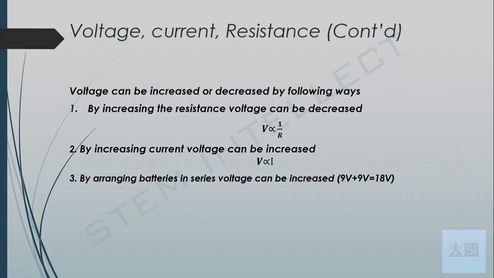The third way is by arranging batteries in series, voltage can be increased. So joining two batteries, a 9-volt battery and a 9-volt battery, will give you 18 volts.